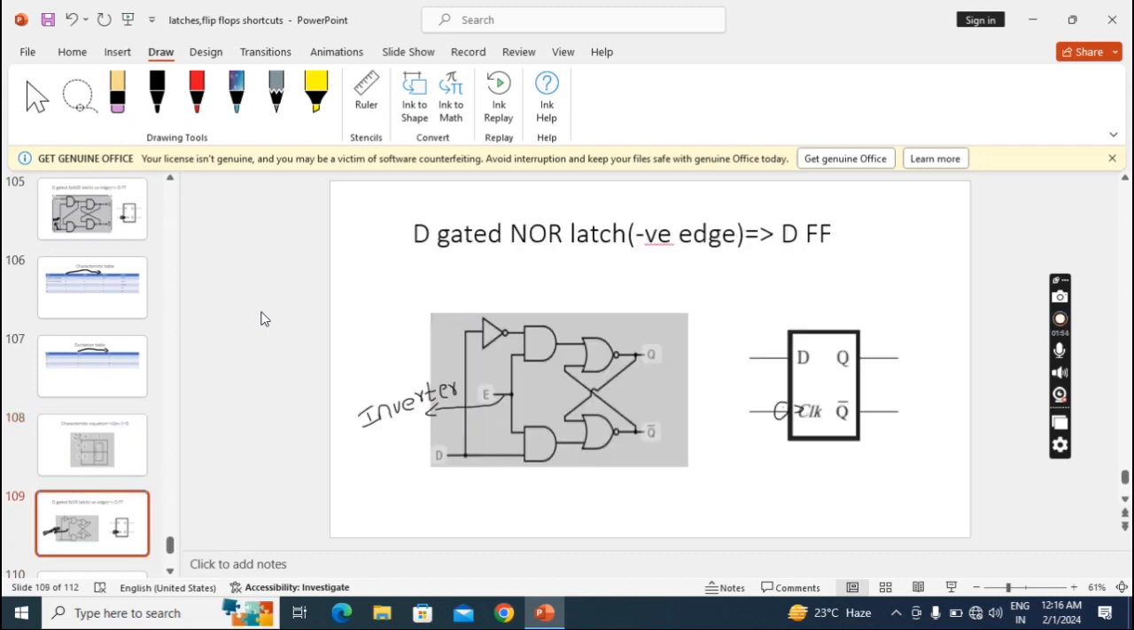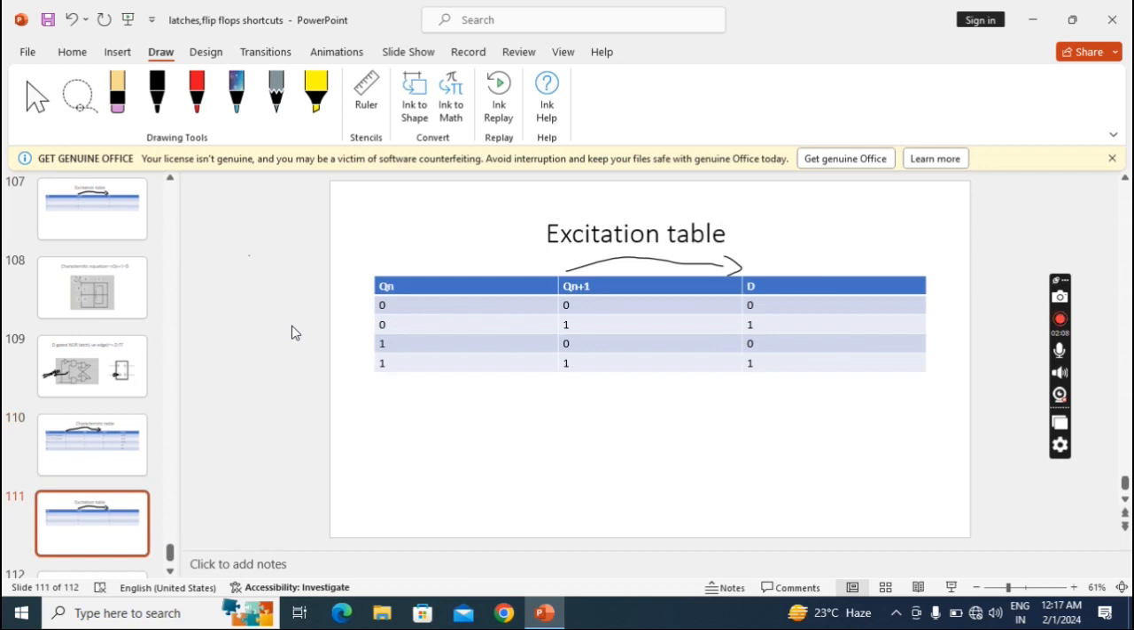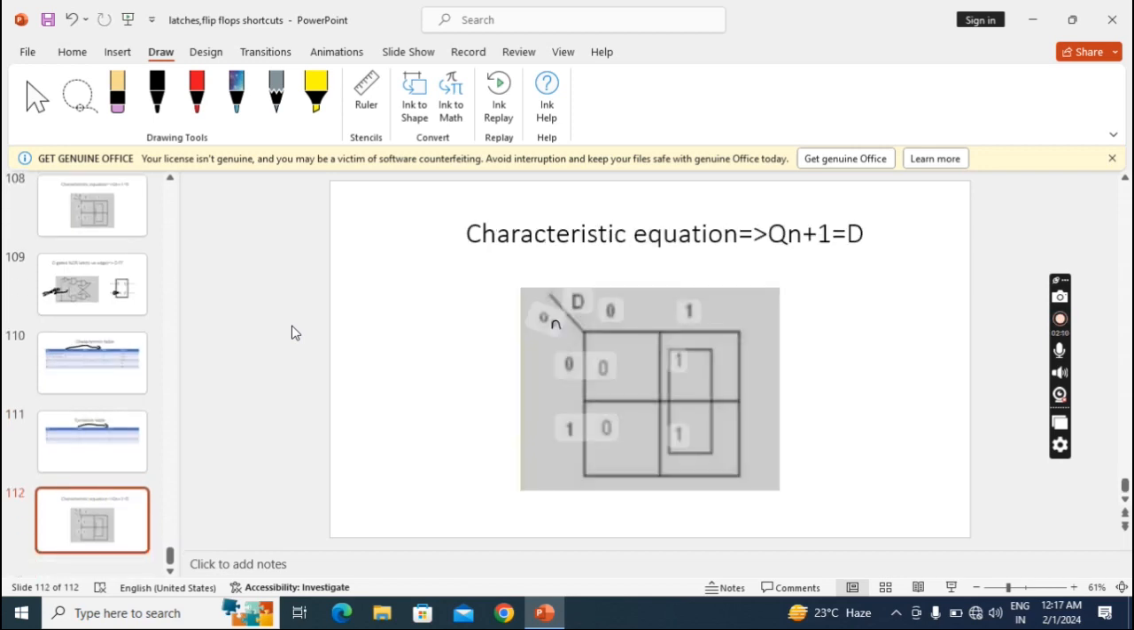Now the negative edge NOR latch part D flip-flop: the logic diagram will change. Then the symbol will be the same, the characteristic table will be the same, the excitation table will be the same, and the characteristic equation will be the same.